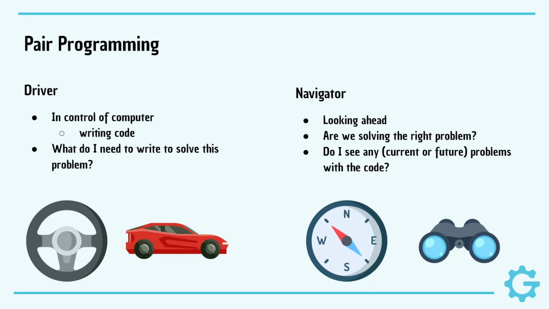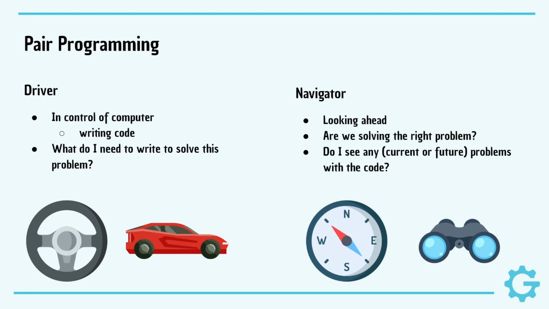So how it works is that you give each person in the pair a separate role with their own responsibilities. The first role is the driver. This is the person who will be in control of the computer, and the one interacting with the mouse or keyboard or screen to actually write the code. This person's main job is to be thinking, what do I need to write to solve this problem?